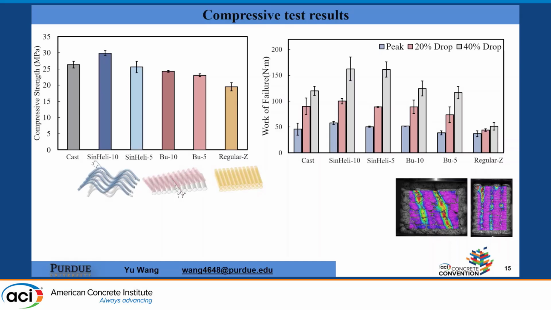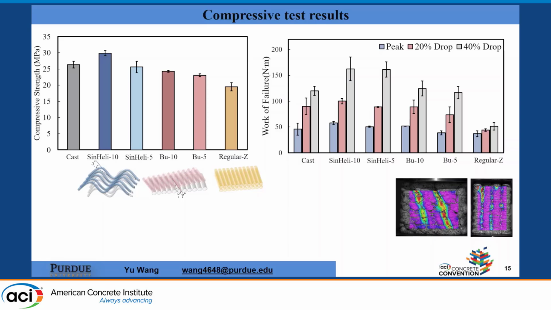And if we look at the sinusoidal helicoidal architecture, remember nature uses this architecture in the impact region of the dactyl club to withstand compressive stress concentration. So we use that for concrete. We can see that specifically the sinusoidal helicoidal architecture at 10-degree is showing better compressive strength even compared to the cast ones. So it's not only much better than the regular 3D printed one, it's also showing improvement compared to the cast ones. And the work of failure is also improved.